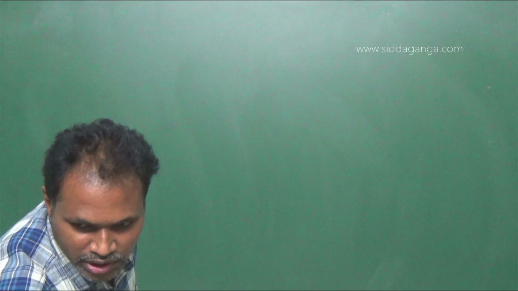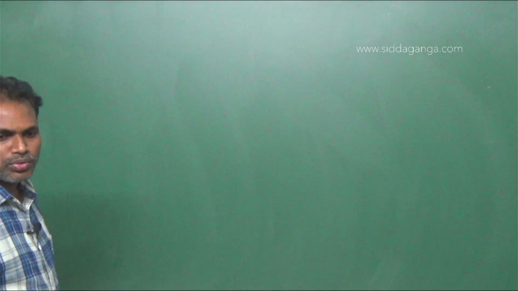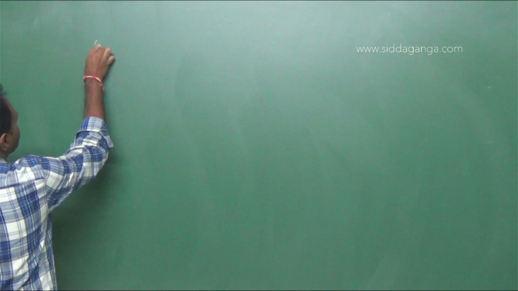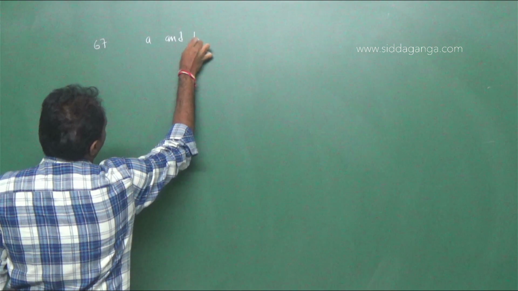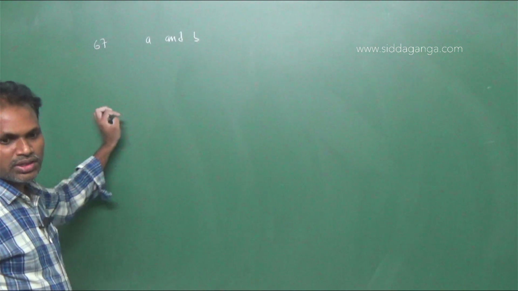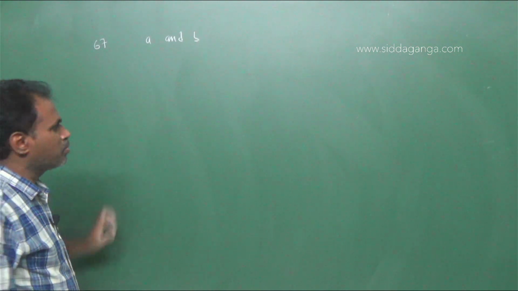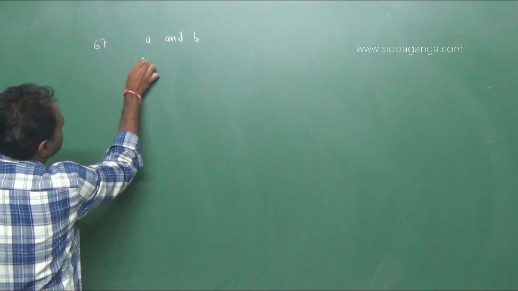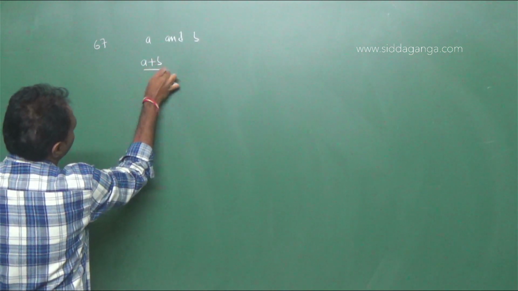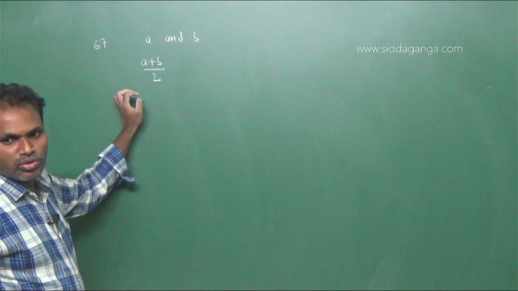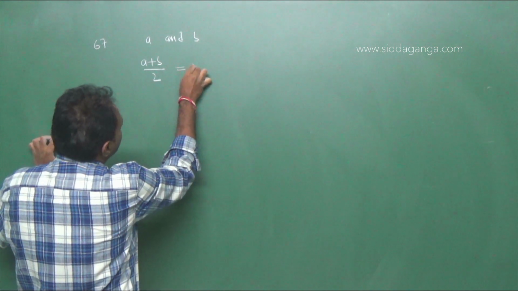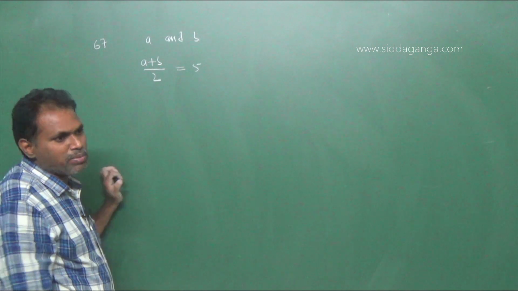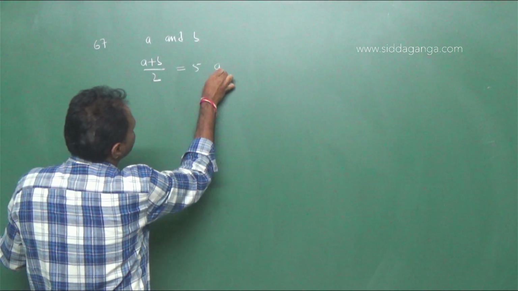Here, arithmetic mean of two numbers. Now, I am taking the two numbers as a and b. Arithmetic mean is 5 times their geometric mean. Arithmetic mean of two numbers a and b is a plus b by 2, which is equal to 5 times their geometric mean. Geometric mean of two numbers a and b is root ab.